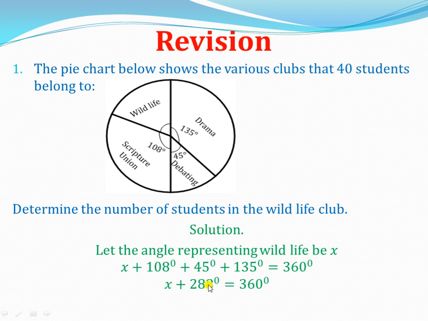Then the next step is to look for the value of x by simply subtracting 288 degrees from both sides. And when you do that, you now have 360 degrees minus 288 degrees on the right hand side. And on the left hand side, we can easily see that this cancels with this. And so our value of x will be given as 72 degrees, as we can see in the next step.